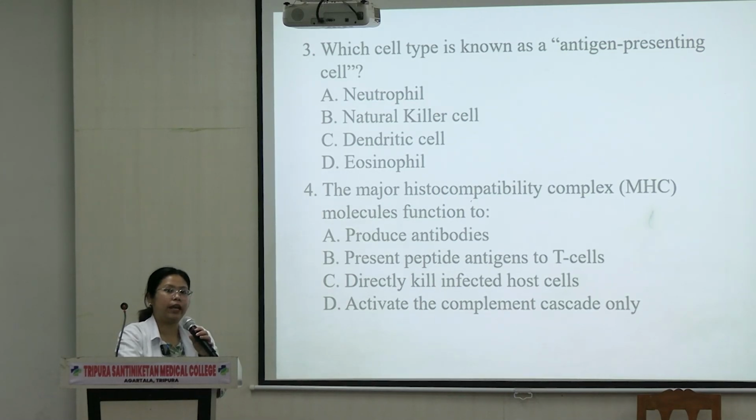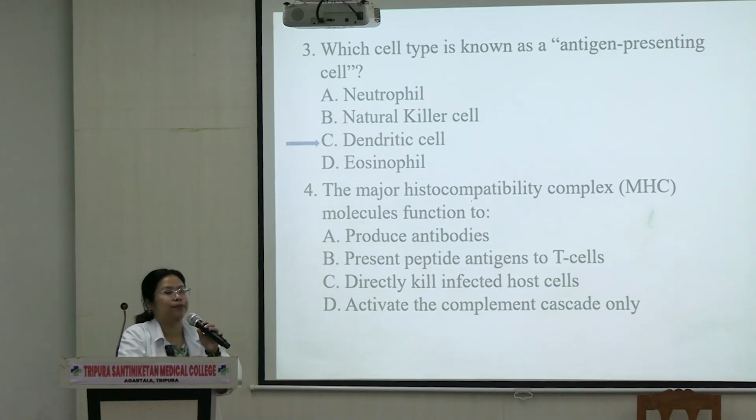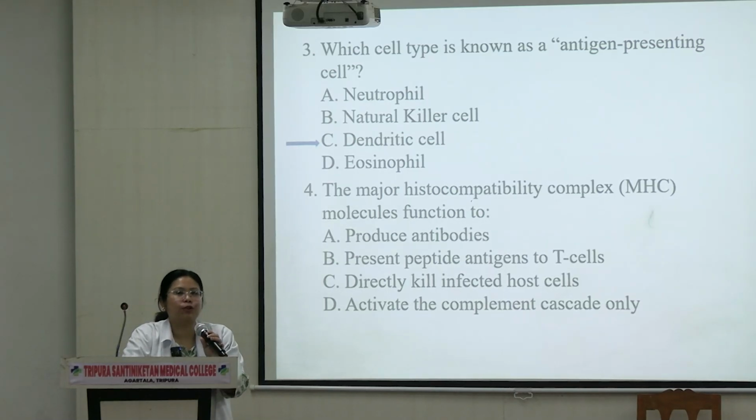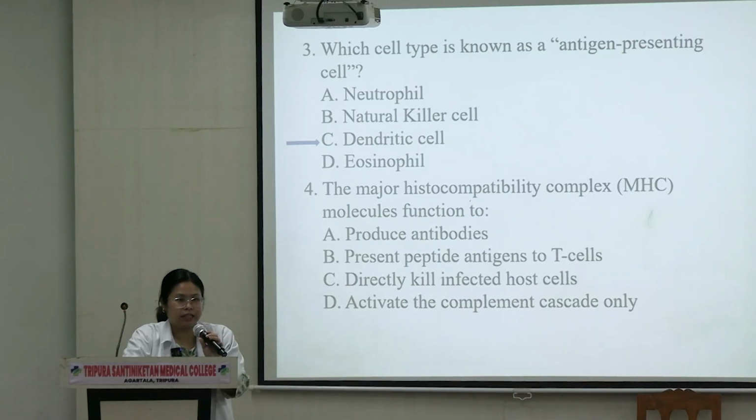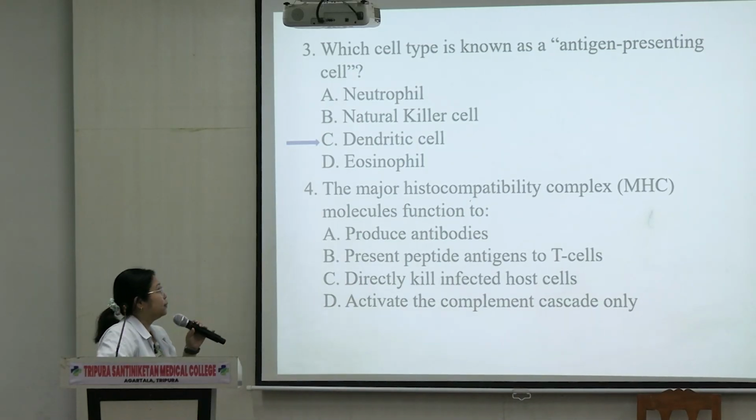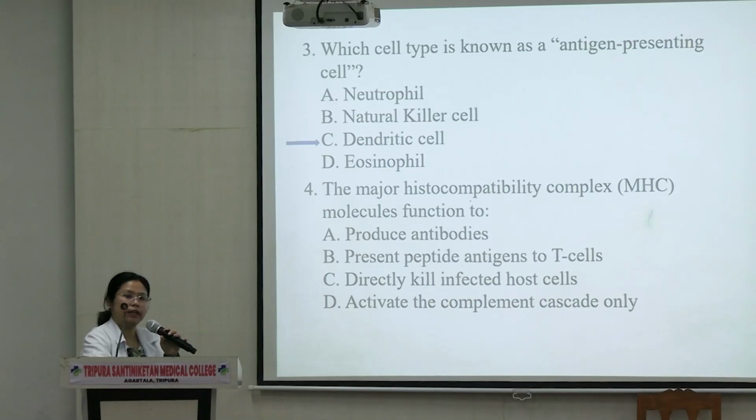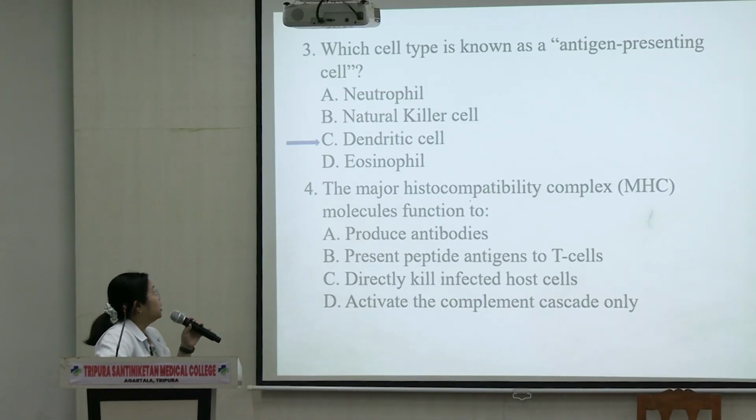A? All of you agree A? Okay. The answer is C. There are 2 antigen presenting cells, not only 2 but mostly 2. The main 2 are macrophages and dendritic cells. Okay, that's fine. The next one.